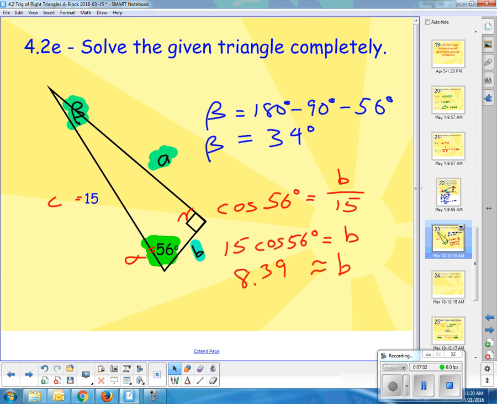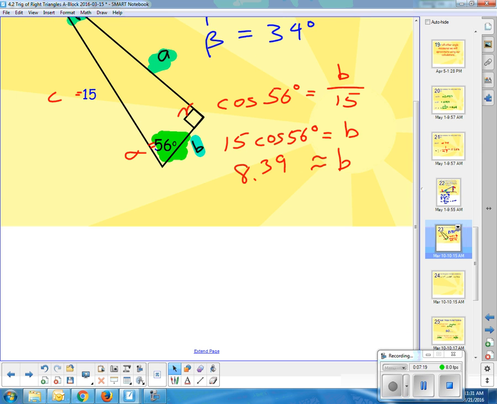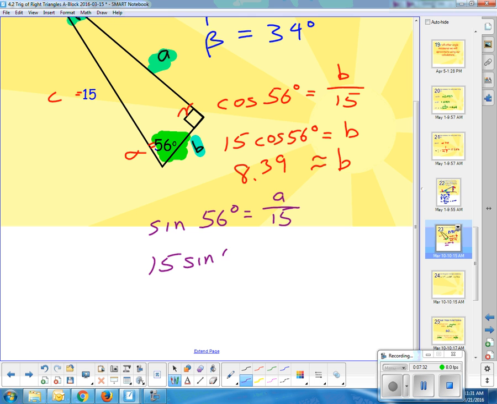What I could do is, to find A, I know that 56 degrees is an exact given value, and I also know that the 15 here is an exact given value. So I could use that. The side A is opposite of 56. C is my hypotenuse. I write another trig function. Let me grab another color here. Sine of 56 degrees equals opposite over hypotenuse. And I perform very similar algebra to what I did before to get my value of A.